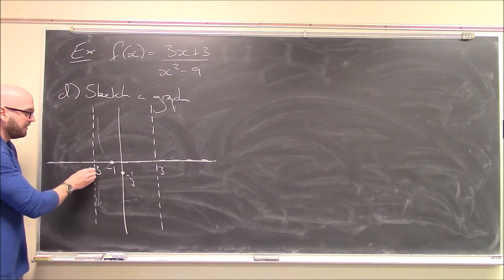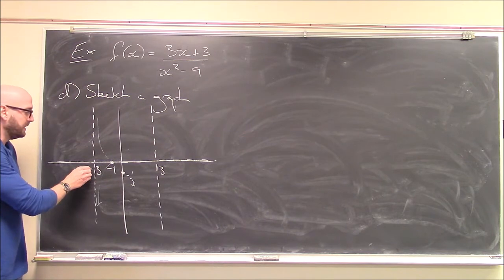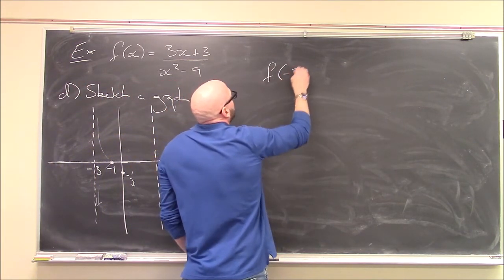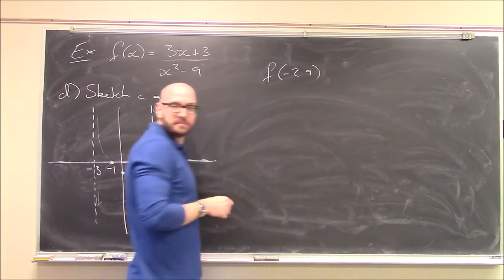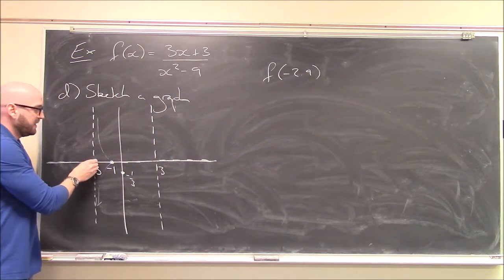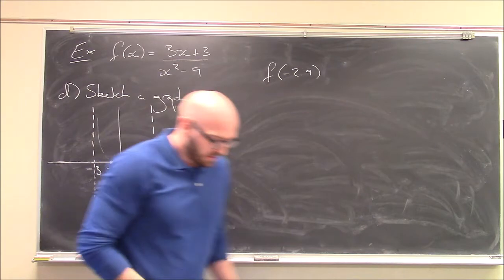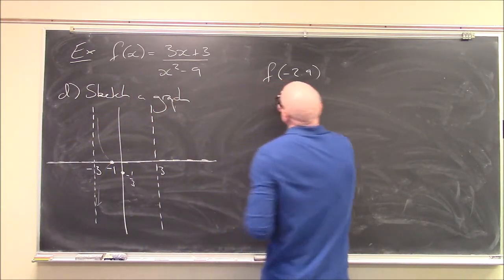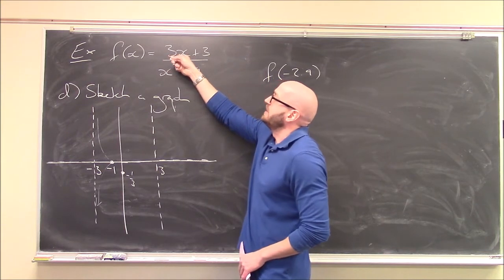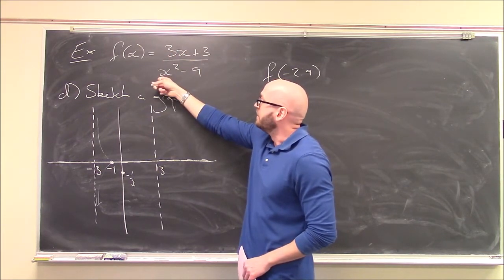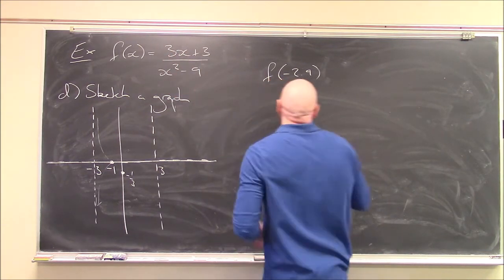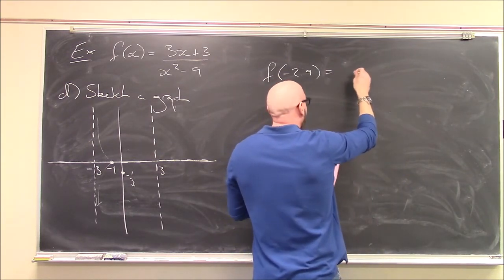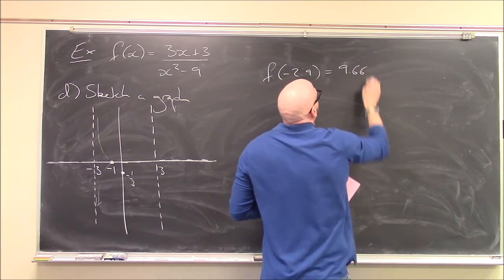So how about I just take a value, something very, very close to minus 3. How about I plug in, say, f of minus 2.9. Alright, minus 2.9 is something very close to minus 3. I've gone ahead and plugged in minus 2.9. So you'll plug that into this function, 3 times minus 2.9 plus 3 over minus 2.9 squared minus 9. And I get that this is about 9.66.